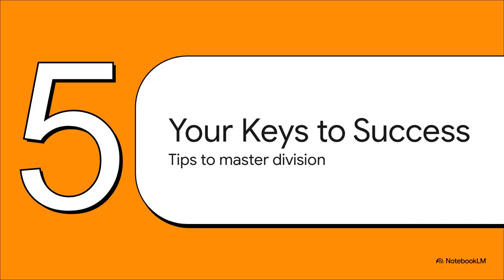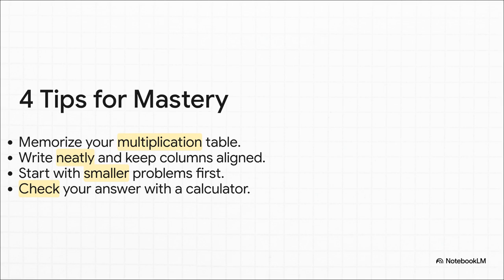Okay, so as you get ready to go off and practice this on your own, what are the most important things to remember to make sure you get it right every time? Here are 4 fantastic tips. First, really know your multiplication tables. It makes that divide step feel almost automatic. Second, be neat. I'm serious. Keeping your columns lined up nice and straight is so critical for not making silly mistakes. Third, start with smaller problems to build up your confidence. And finally, use a calculator to check your answers when you're done. It's not cheating. It's just a great way to get instant feedback so you can see where you went wrong and learn from it.